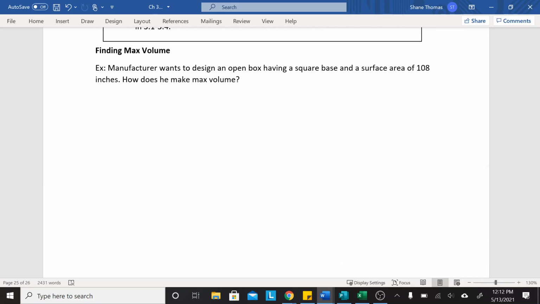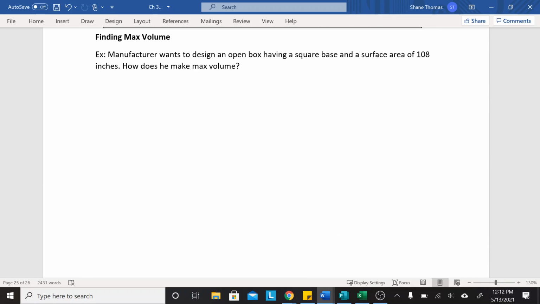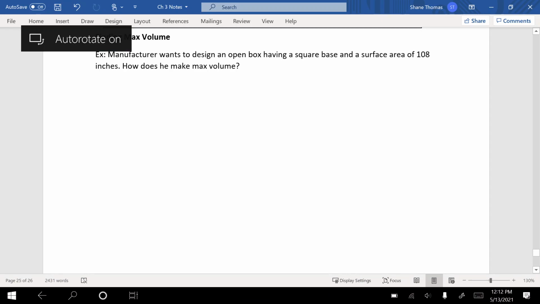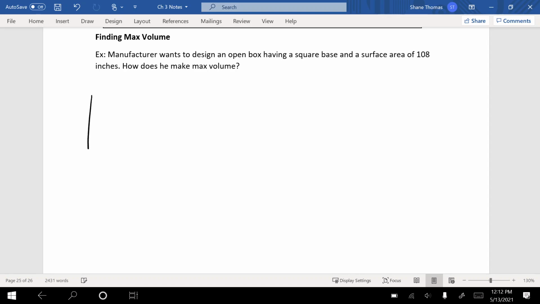All right, so here we go. We've got manufacturing. They want to design an open box having a square base and a surface area of 108 inches, and they want to figure out how to get the max volume out of this thing. Okay? So let's draw a picture. Here's a box.